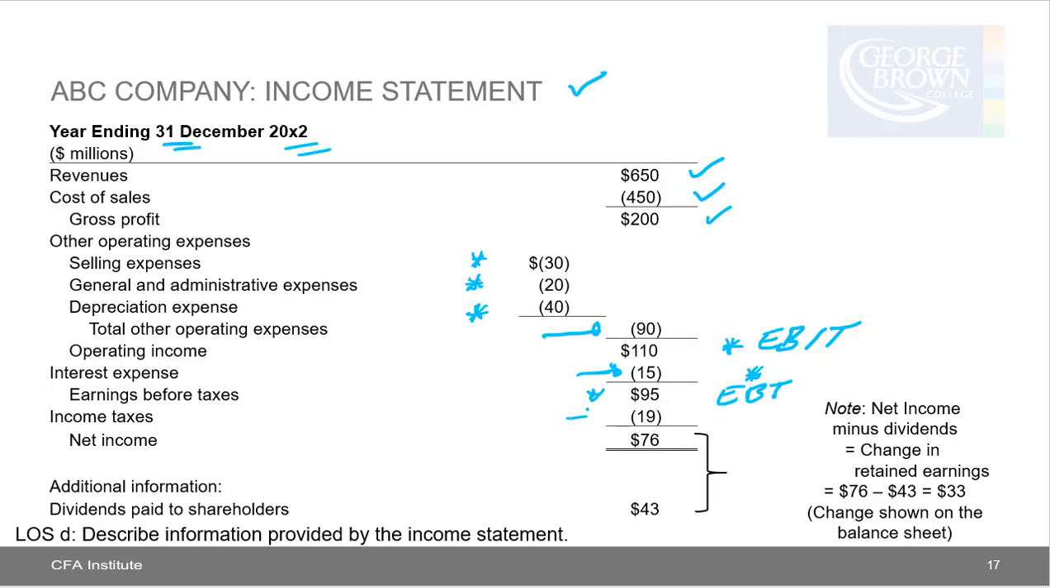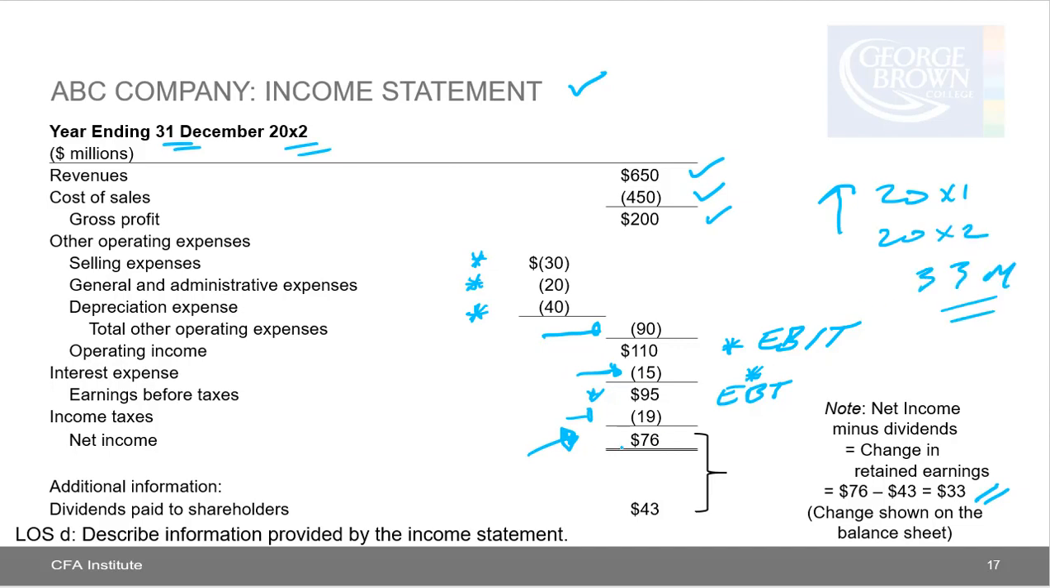And income tax of 19 million. So we have a net income for 20X2 of 76. But that wasn't the change on the balance sheet in terms of retained earnings. Recall, we said that the retained earnings increased from 20X1 to 20X2 by 33 million.